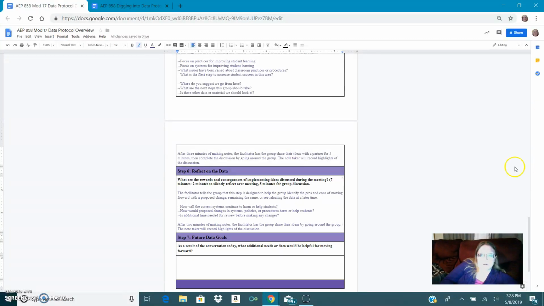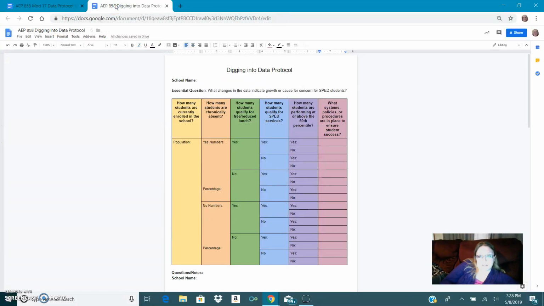I believe this would all help with the data discussion, and I think the easy to use worksheet would help get people involved and be successful in their data conversations.